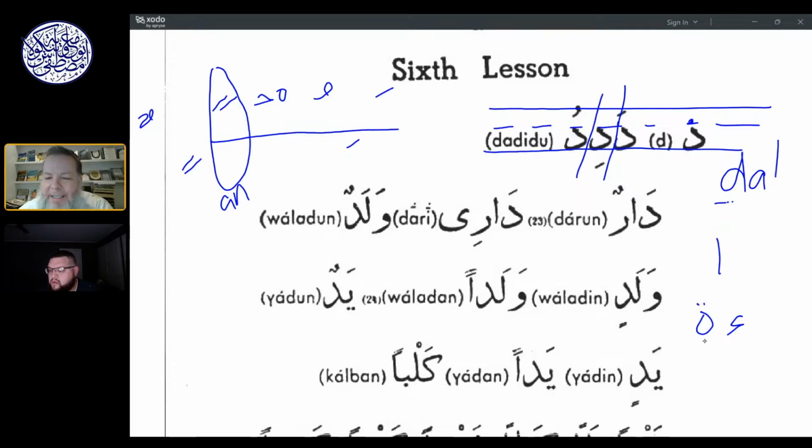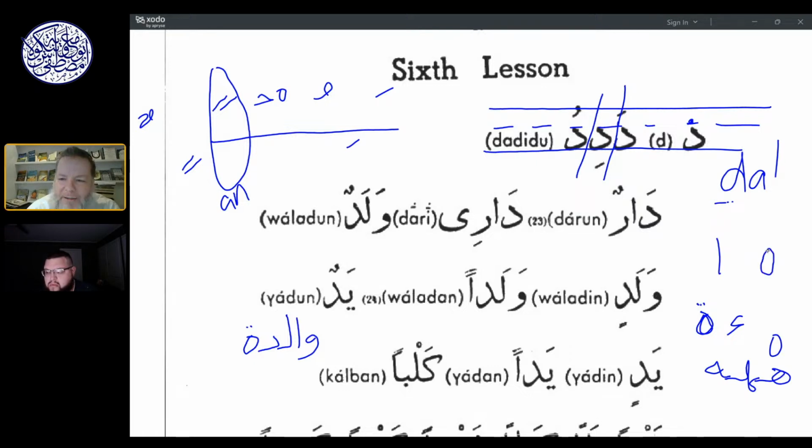If you remember, we had the ha. It looked like this. In the beginning, it looks like this. In the middle, it looks like this. In the end, it looks like this. This ta marbuta only appears at the end. If it comes after, for example, a dal that we have here, then it won't connect and it'll look like a circle with two dots, not really a circle, but an egg, more of an oval shape, and two dots.